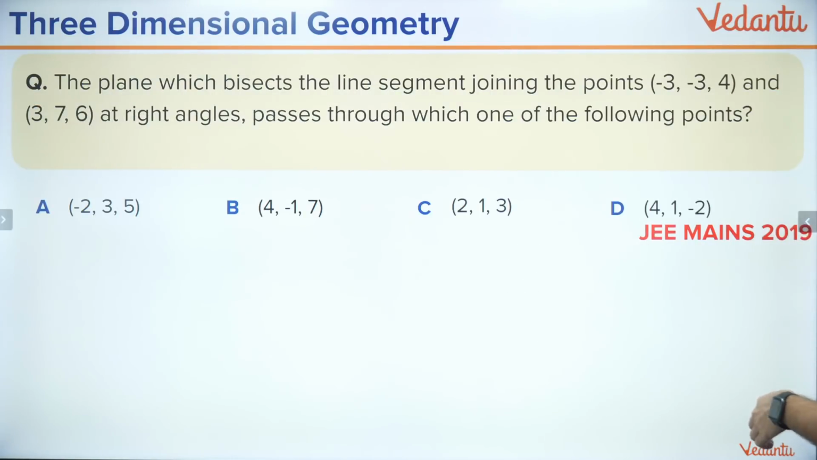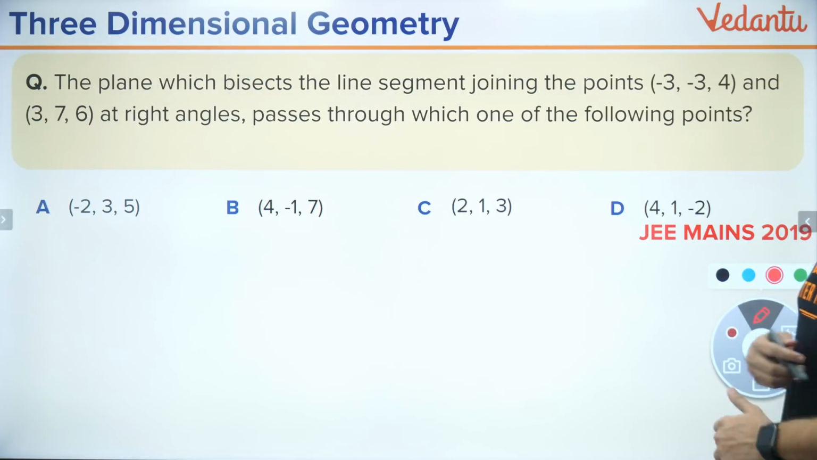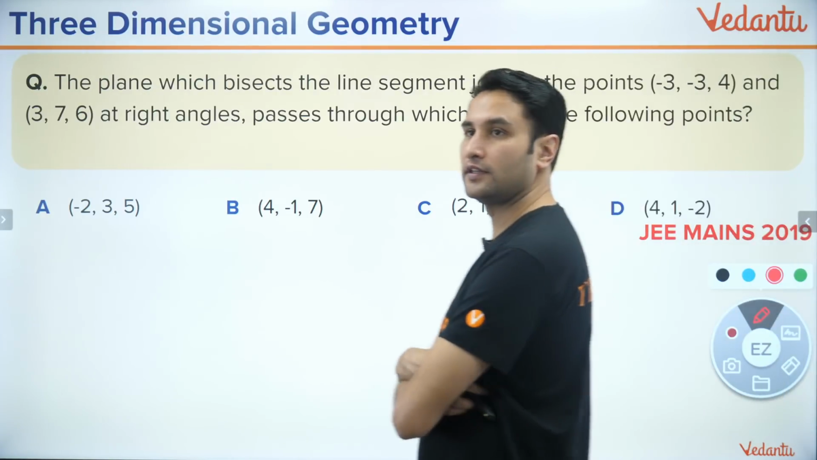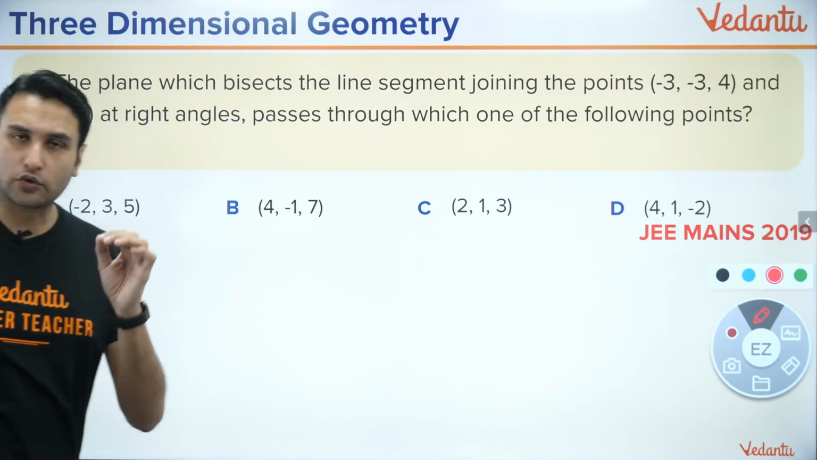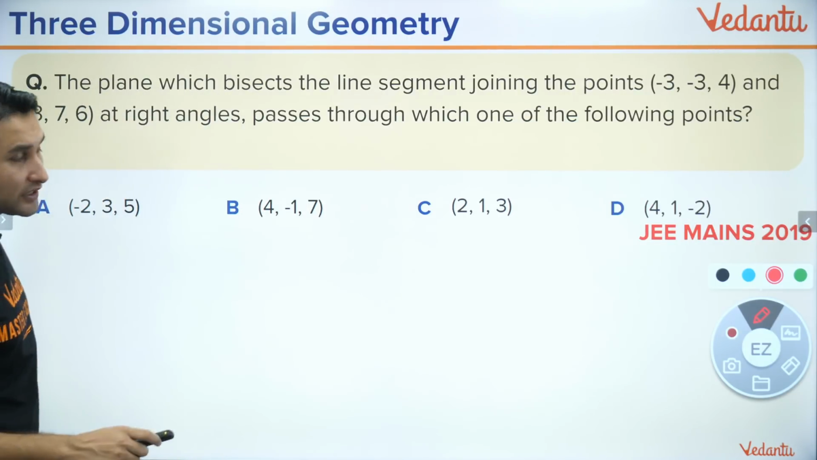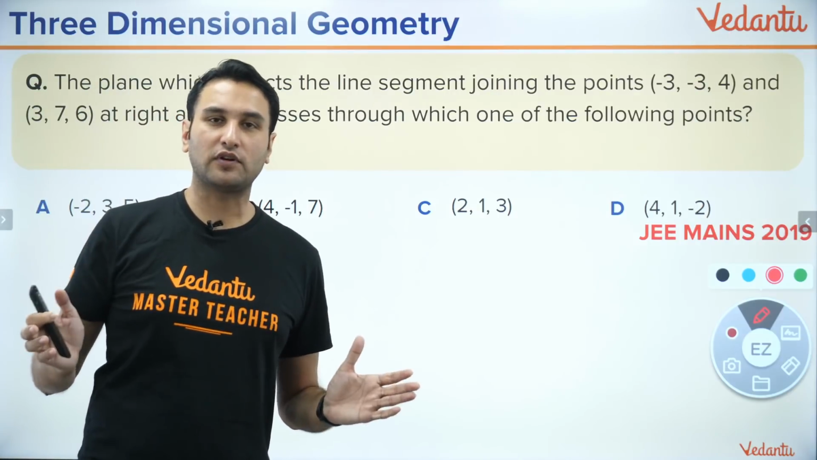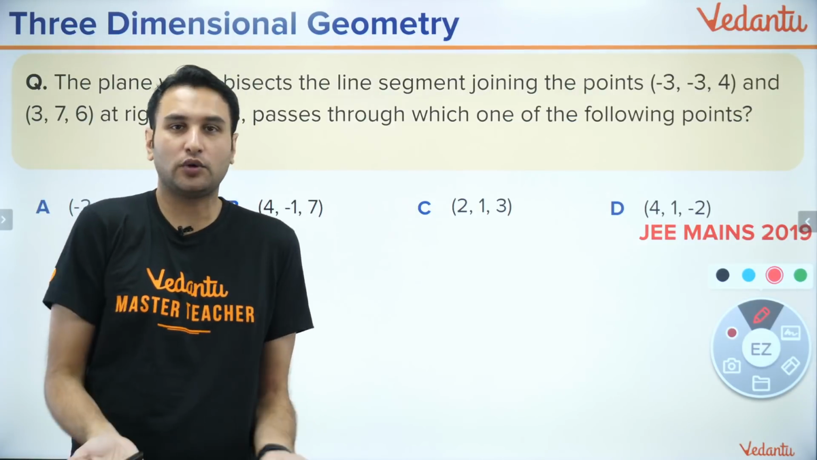Come on. Look at the problem. A plane which bisects the line segment joining the points this and this at right angles passes through which one of the following points? Read carefully. Can you make a quick diagram to understand this, all of you? Children, important in the plane, please make a diagram because otherwise it becomes difficult to visualize. I cannot understand without a diagram.